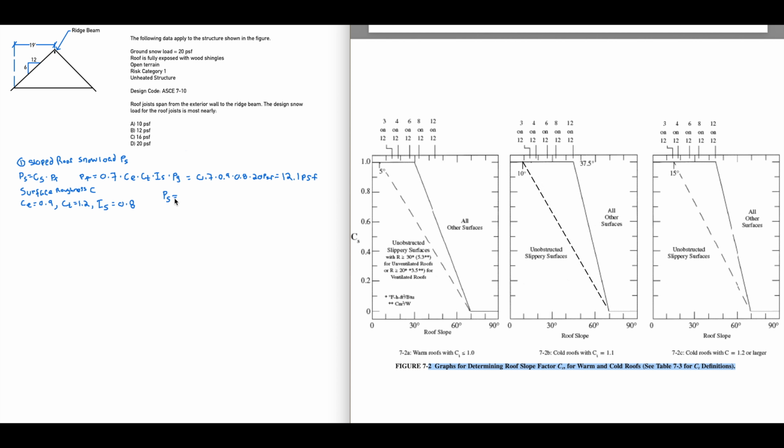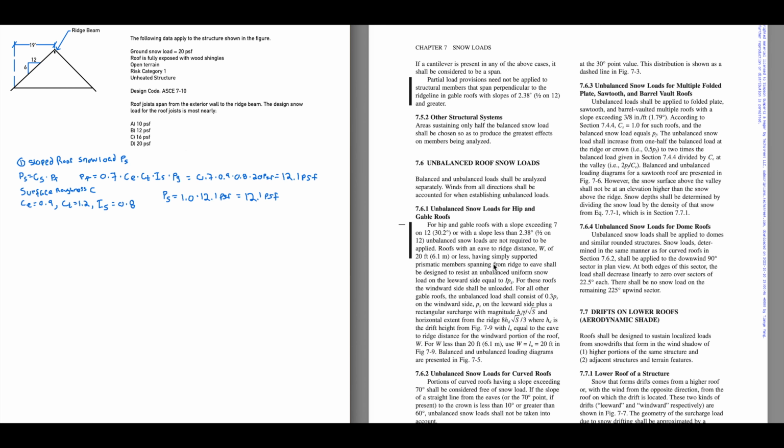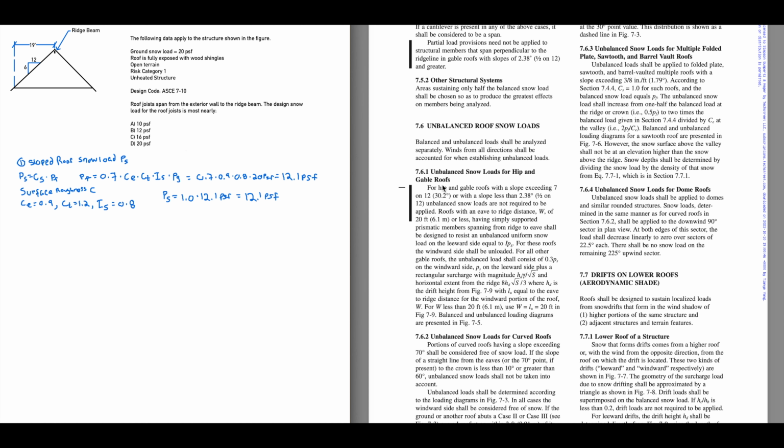So if we go back to here, we know that PS is equal to 1.0 times our flat roof snow load of 12.1 PSF is equal to 12.1 PSF. Okay, so now we need to check unbalanced snow load. And for that, we're going to go to ASCE 7.6.1 for the unbalanced snow load. Okay, unbalanced snow loads for hip and gable roofs.